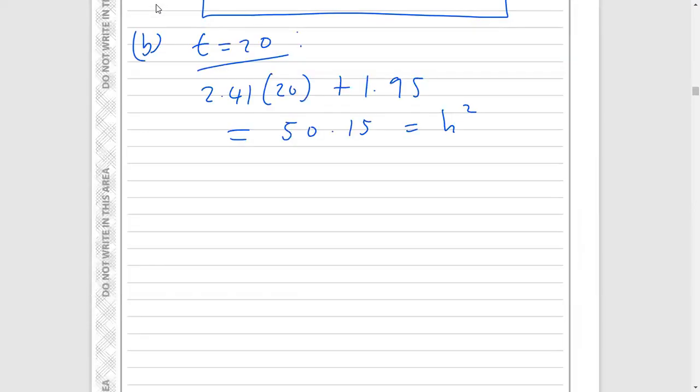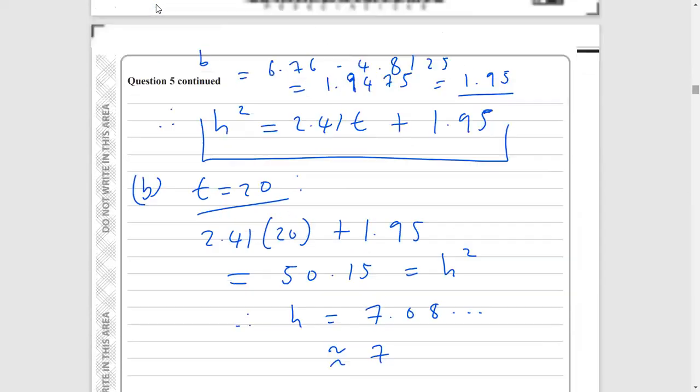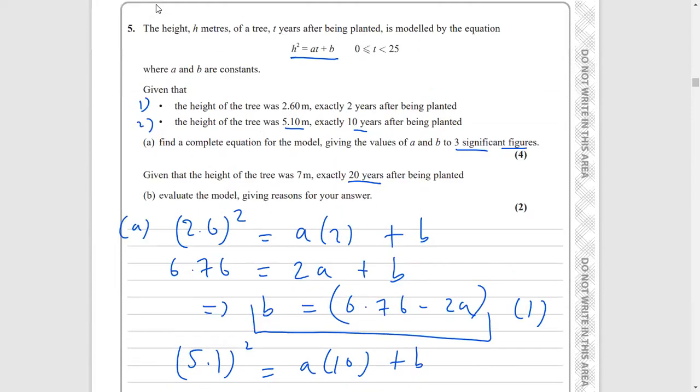So this equals h squared, because remember, that's what our formula tells us. So then what we can do now is just square root both sides. So square rooting both sides, square root this 50.15. If we do that, we get about 7. So therefore, h equals 7.08, and so on and so on. So that is approximately 7 meters. So it's approximately 7 when t is 20. So that's what the model's telling us.